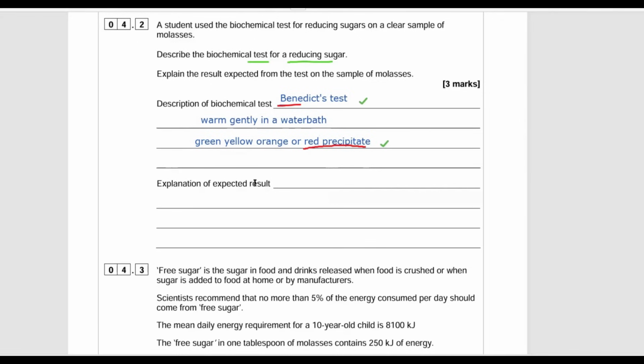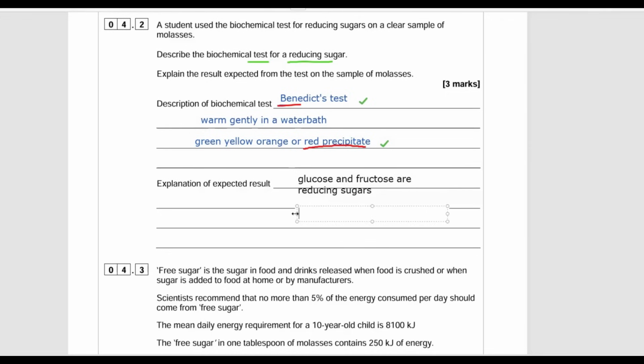Now, the explanation of the result. Why did it change color? What is it out of these 3 that made it change color? So out of the glucose, the fructose, and the sucrose. Well, it's because glucose and fructose are reducing sugars.